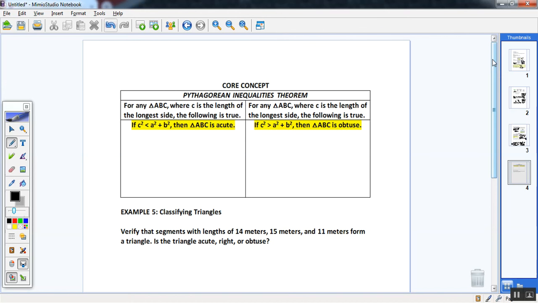Okay? Couple things going on here, kids. It says for any triangle ABC. We just talked about, is a triangle right or is it not right? So when we found in part B that that's not a right triangle, we say, okay, if it's not a right triangle, what kind of triangle is it? So over here, kids, it says for any triangle ABC where C is the length of the longest side, the following is true. It says if C squared is what here, kids?